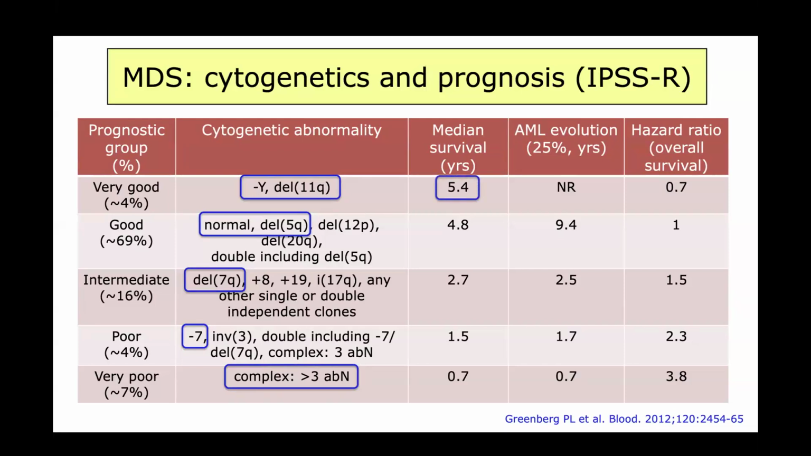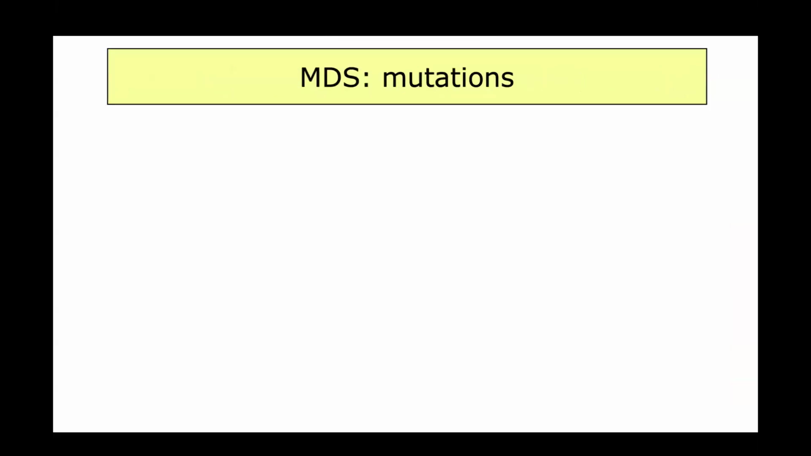With regard to median survival, those with very good prognosis have a relatively good median survival of over 5 years. In contrast, those with very poor cytogenetics have a very dismal outcome with median survival less than 1 year, with many patients transforming into acute myeloid leukemia. In contrast to those with very good cytogenetics, the median survival time point has not yet been reached. So this highlights the very important prognostic value of cytogenetics in myelodysplastic syndrome.